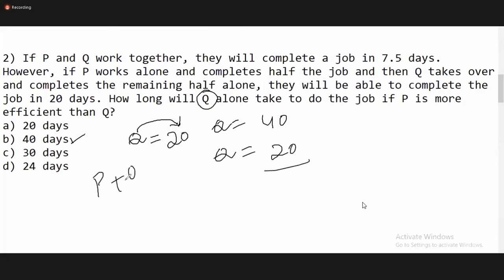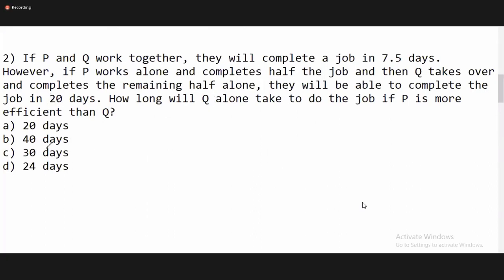No, because P and Q are completing the work in 20 days. Is this possible? No, because Q is taking 40 days, half work of Q will be 20 days. But P and Q working together are taking 20 days. This is not possible. Then, a lot of people are saying the answer is 30. Then how to figure it out? Your answer is going to be 30. Let's see the solution by using the answer options.